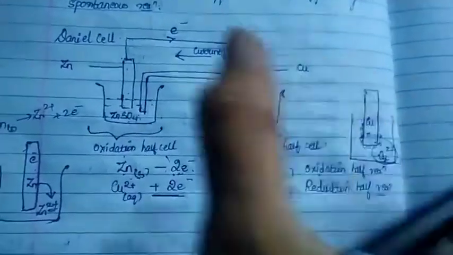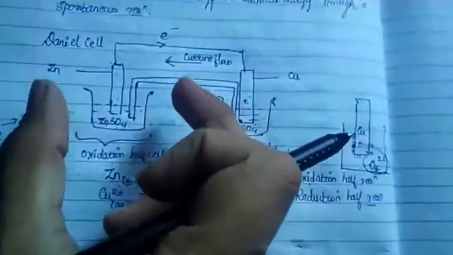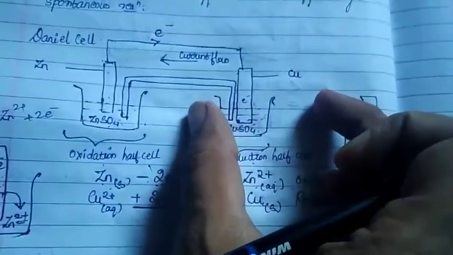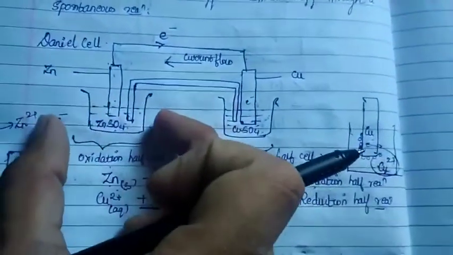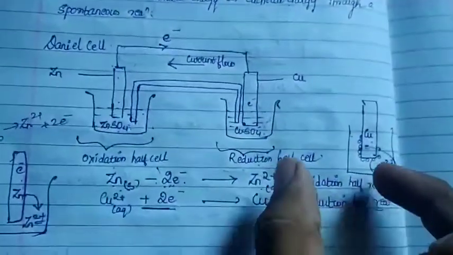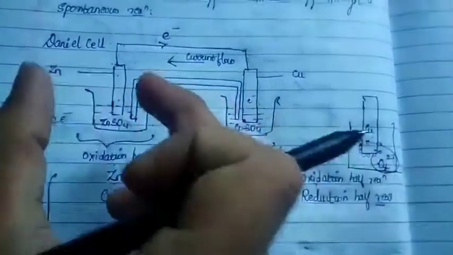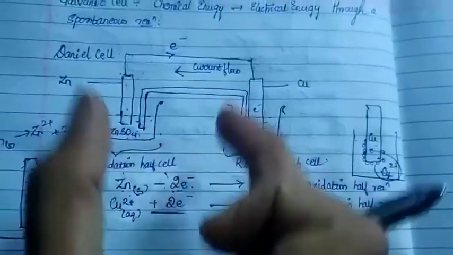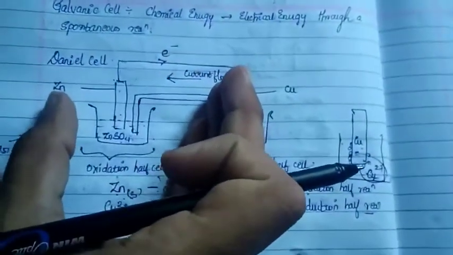Whenever we consider a cell, it is divided into two parts. One is an oxidation half cell, another is a reduction half cell. What do you mean by oxidation half cell? The cell in which your oxidation half reaction is taking place. That is called the oxidation half cell.